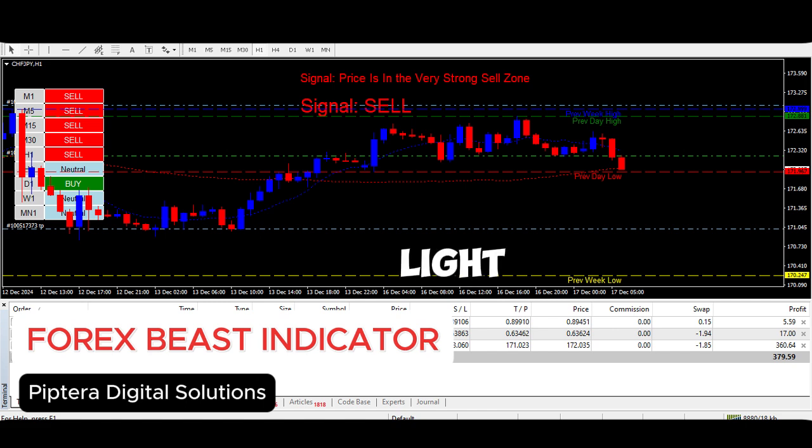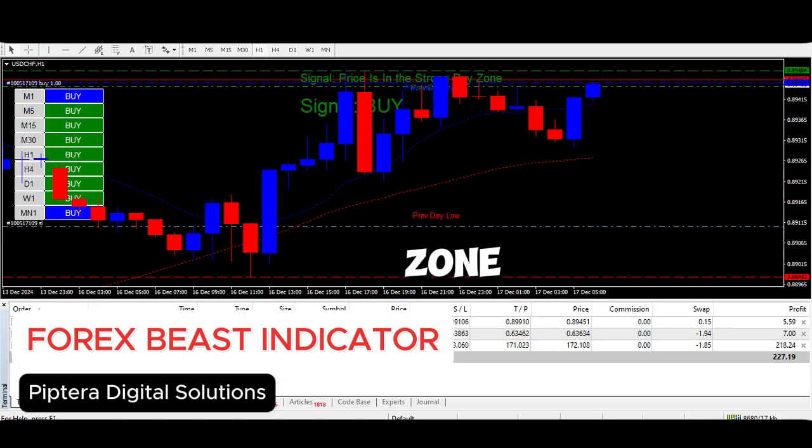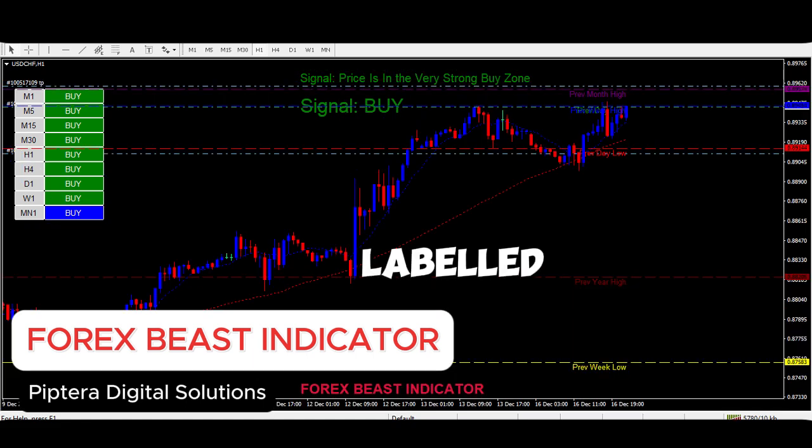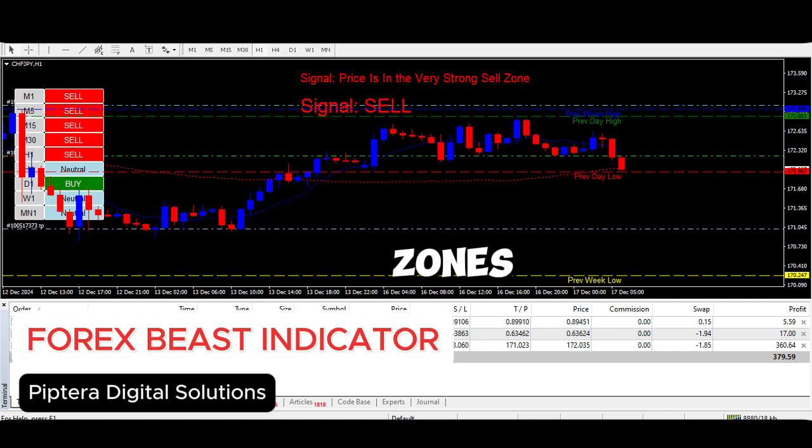Then we have the light blue zone, the neutral zone. The blue zone is called the weak buy zone. The green zone is known as the strong buy zone. And the area above the green zone is labeled as the very strong buy zone. The signals generated on both the screen and dashboard on the left will depend on the position of the price in relation to these key zones.